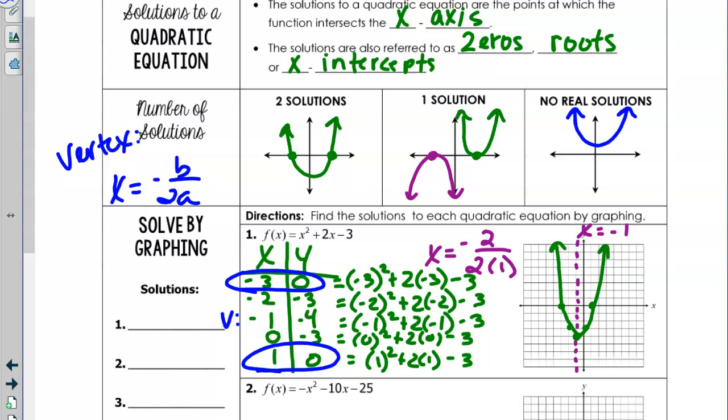Alright, so then the solutions, again, what I just said, your solutions are -3 and 1 because that's where it's crossing the x-axis. So you would put for your solutions those fancy brackets, and then -3, comma 1, and then the fancy brackets to end it.